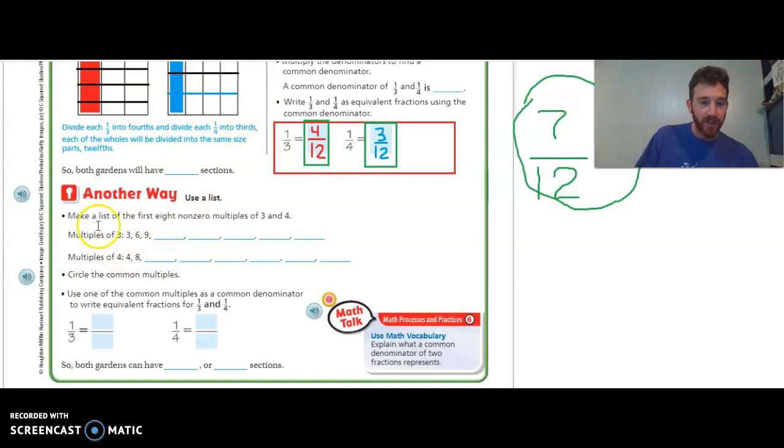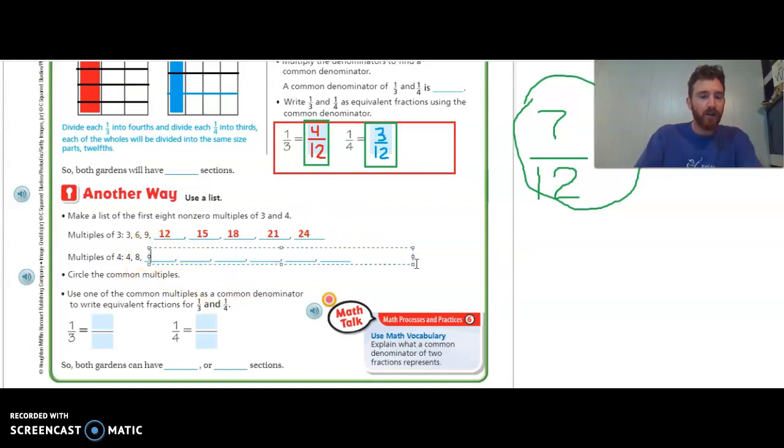Here, another thing we can do is make a list of the first 8 non-zero multiples of 3 and 4. So what that means is basically let's list our multiples. So it starts off with 3, 6, 9, and then we can, of course, go 12. Then what would be next going by 3s? 15, 18, 21, another 3 would be 24. Okay, so there we start off like that.